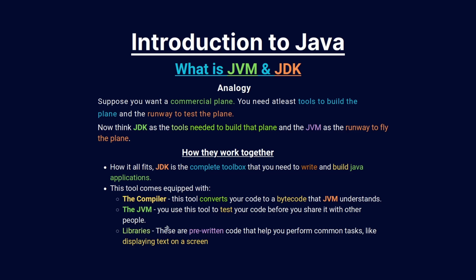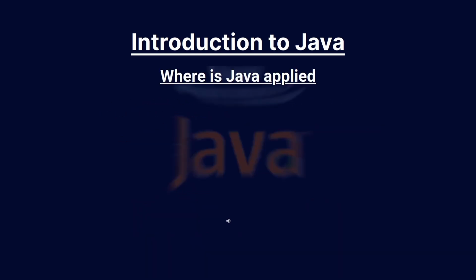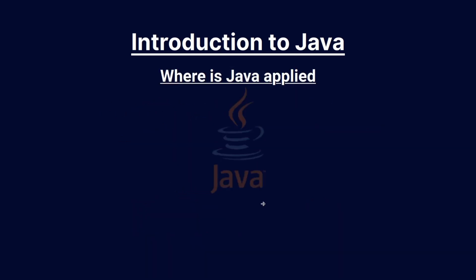And libraries are some pre-written code that are used to perform common tasks like displaying text on a screen, connecting to a database, connecting to a network, and others. Now we are gonna see more about libraries in the upcoming sections of the videos, but don't worry about it right now. But before that, let's see where Java is applied.